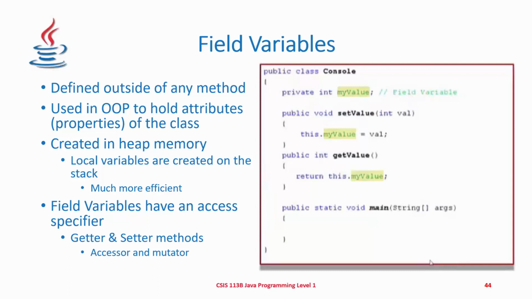Essentially, we haven't gotten to constructors yet, but when you create an instance of a class, you've seen that previously, we can go ahead and assign values to these field variables. In order to do that, if I want to assign it to the field variable, I would use its setValue method. In order to retrieve the value that's stored in myValue, I would have to use the getValue method. So setValue is the setter method, getValue is the getter method.